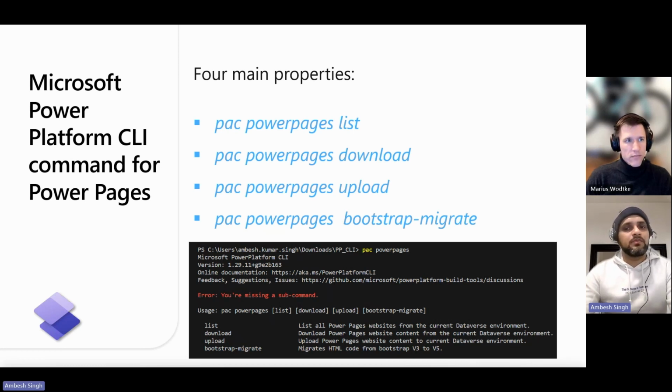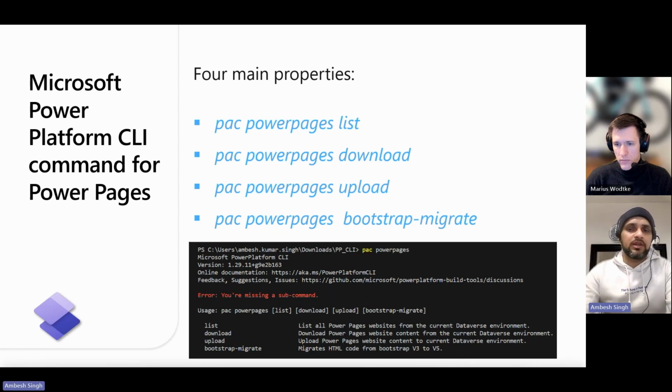The next command is the PAC Power Pages upload. It's the same thing. You downloaded it, you make some changes there, and you would like to push it back, or sync it back to the server or the database. Then you have to use the upload command. You use PAC Power Pages upload, then dash path, and you have to provide the path. Then if you are going with the deployment profile, you can provide this. Otherwise, these are parameters which you can also ignore.